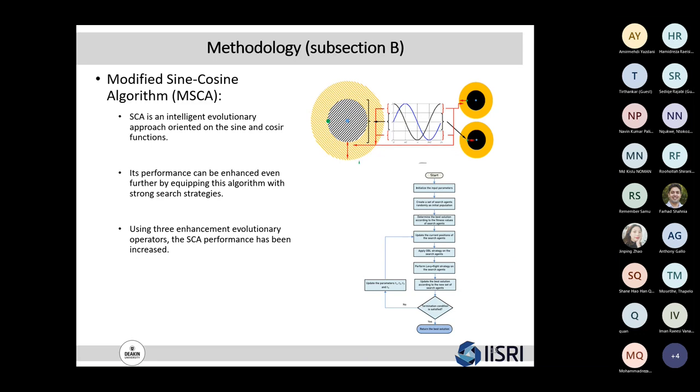It's very simple to code, easy to deploy, and an efficient global search mechanism. However, its performance can be enhanced even further by applying this algorithm with a strong searching strategy. Thus, here we introduce a modification method of three phases to boost and enhance the effectiveness of the SCA model for hyperparameter tuning of our CLSTM algorithm.